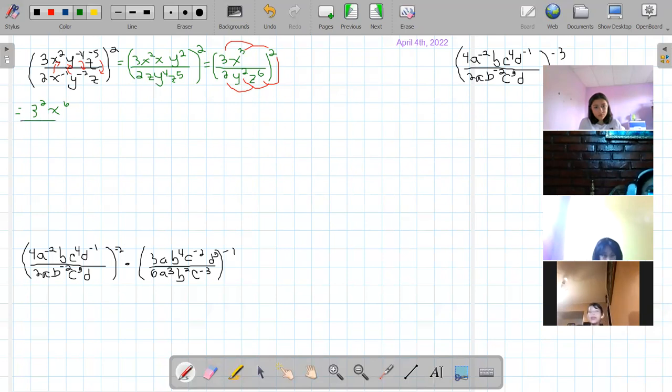And now at the bottom, we got 2 to the 2nd power, y to the what power, guys? 4th power. And the last one would be z to what power? 12. 12th power. And am I done?